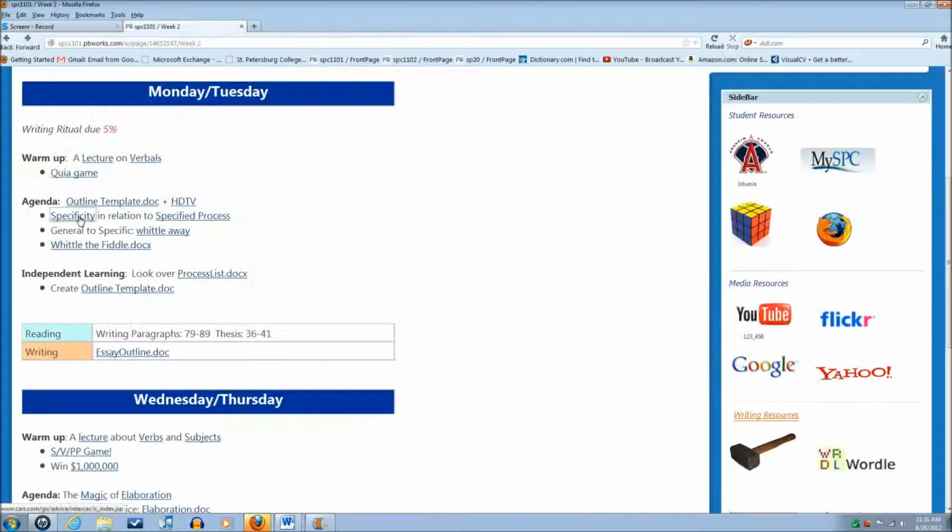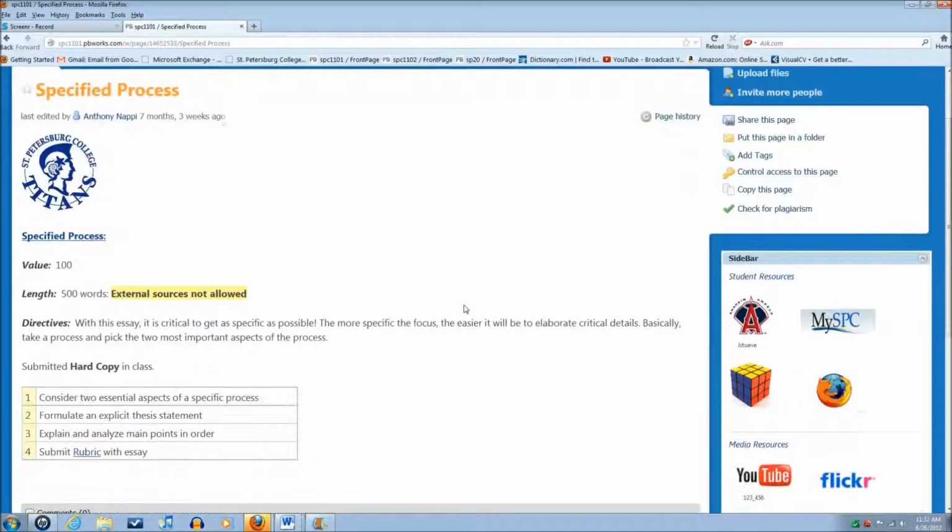The specificity, if you don't know this information, obviously would not be a good topic. Stick to something you know and you do all the time. But the more specific you are, the easier this is going to be. If you click on the specified process, you can read through the steps of how to complete the assignment, which will not be due for a little while.